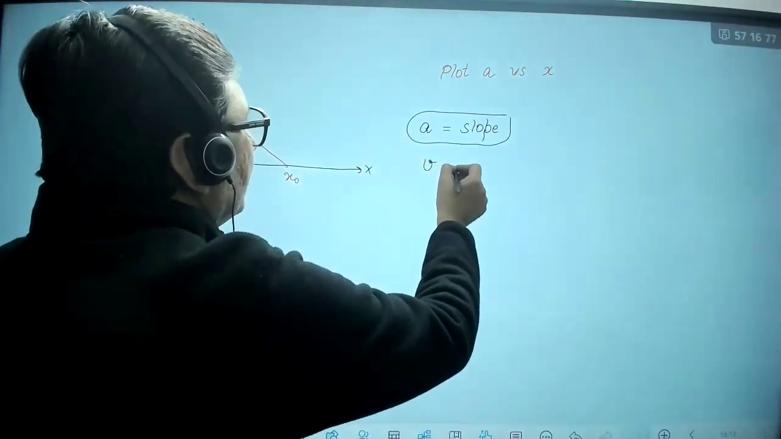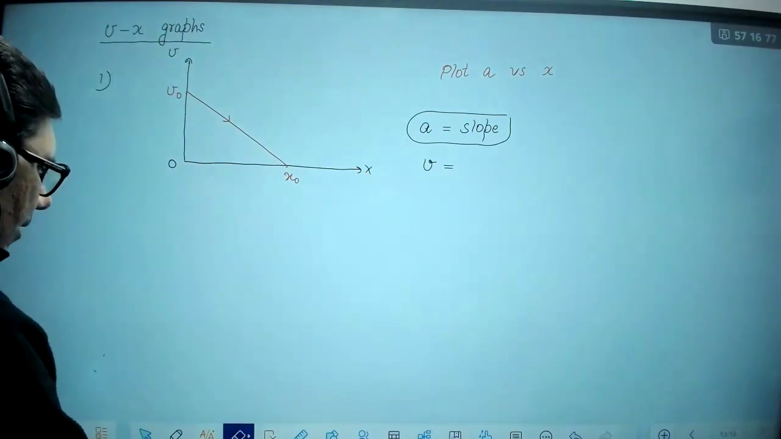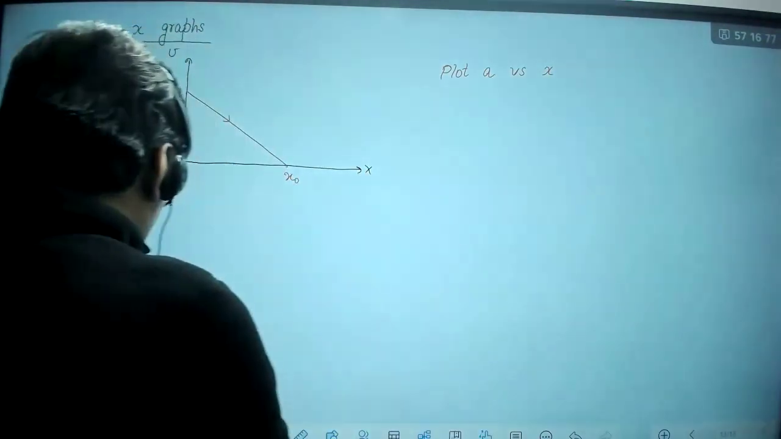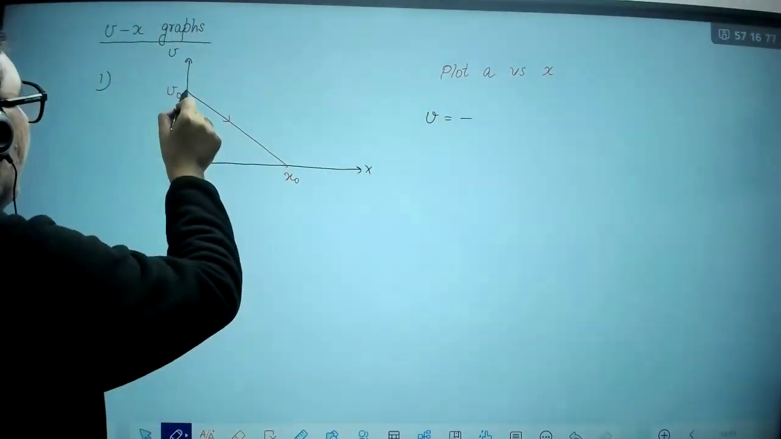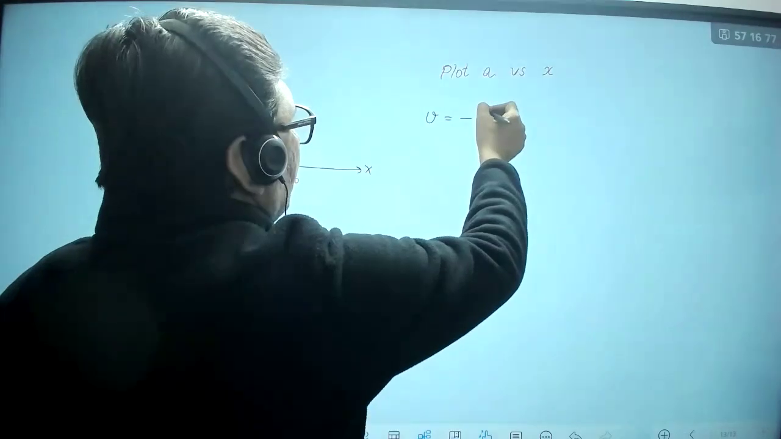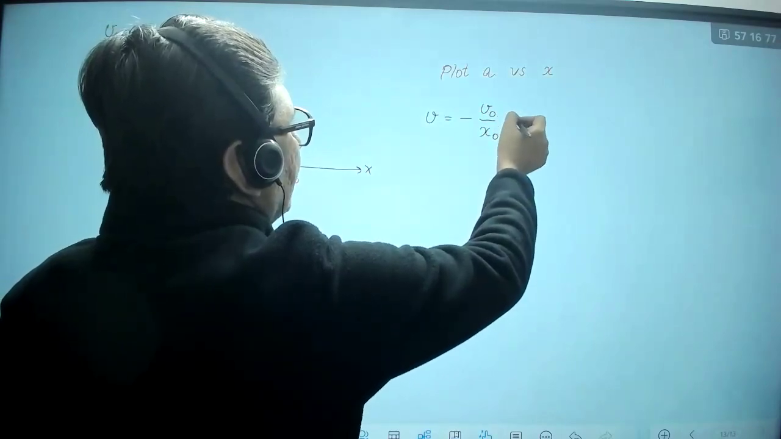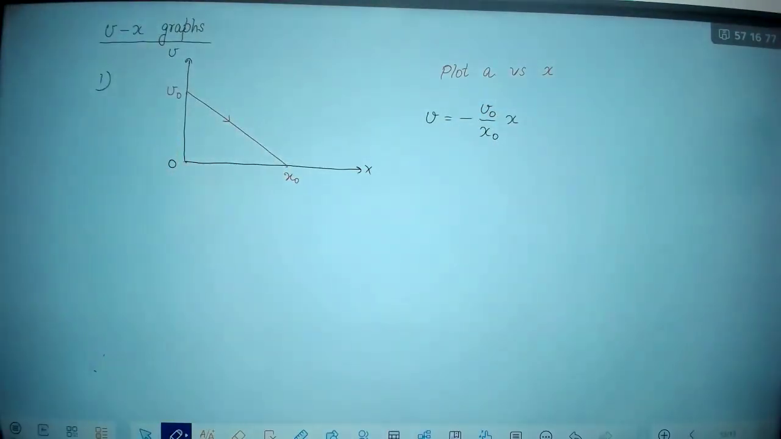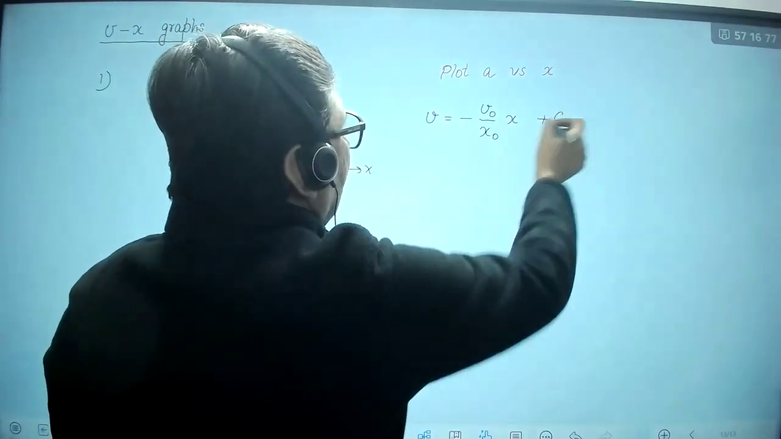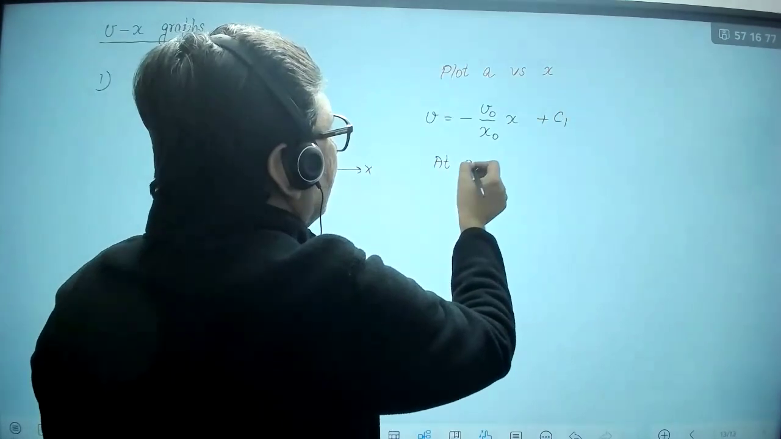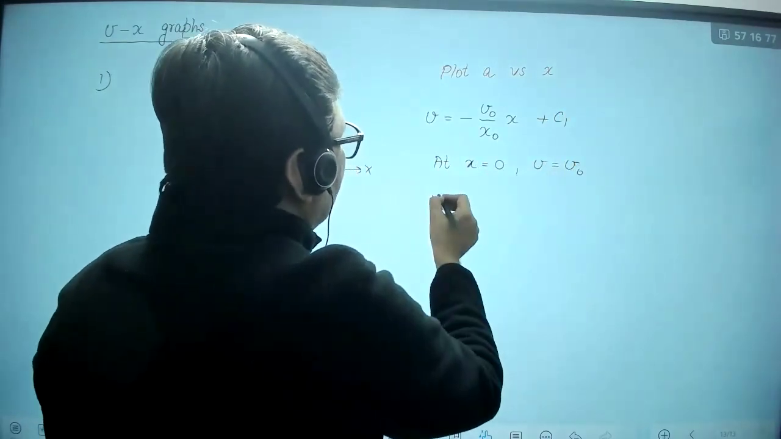This will be v. Just v equal to minus slope, is negative. Perpendicular is v naught. Horizontal distance is x naught. Horizontal variable is x. And this will be C; you can write here C if you cannot calculate. At x equal to 0, v is v naught.